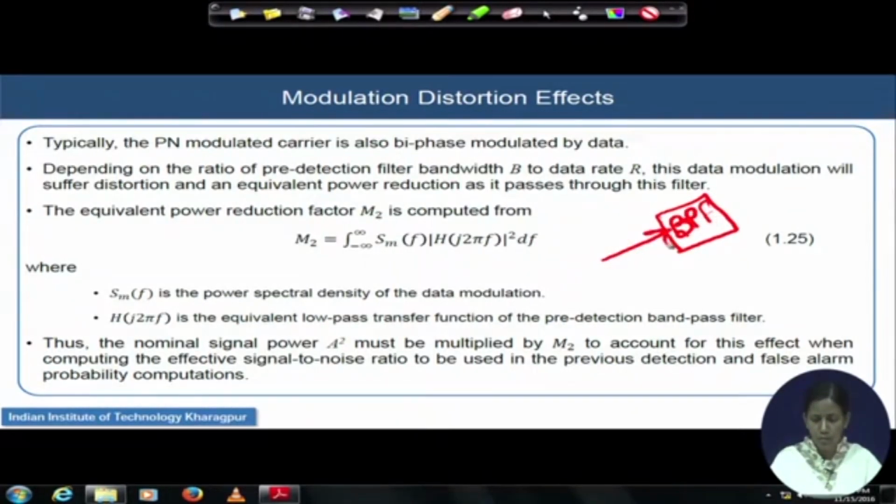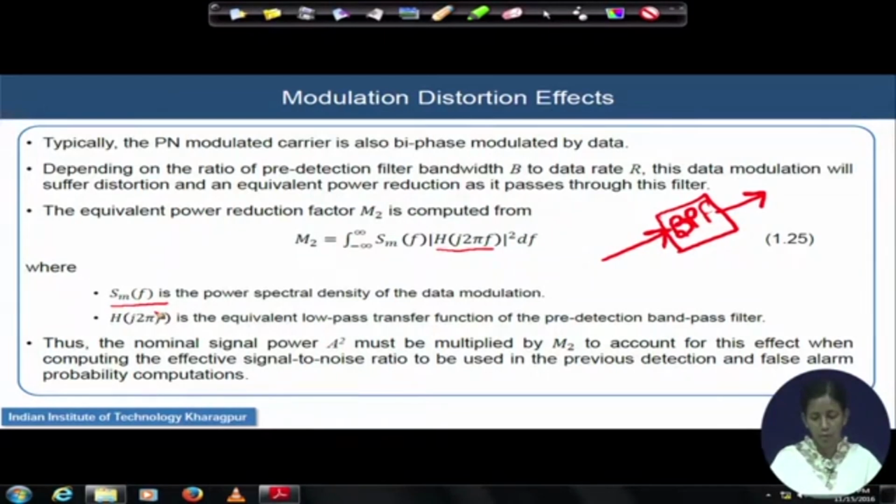and you are passing a signal through it, it will distort the incoming signal to a great extent. Once the distortion happens, there will be a huge reduction in the power of the modulated signal at the output of the filter. We can quantify that reduction factor by M2, which is computed by this expression, where H(j2πf) is the equivalent low pass transfer function of the pre-detection bandpass filter, and S_M(f) is the power spectral density of the data modulation.